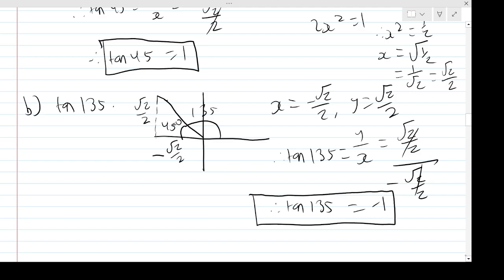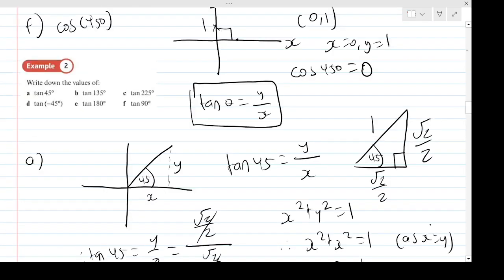Okay, so the idea is we can use small angles that we know, for example, we looked at 45 in this earlier question, to work out larger angles, by considering that we could split into two different angles. But anyway, let's have a look at part C. We have tan of 225.